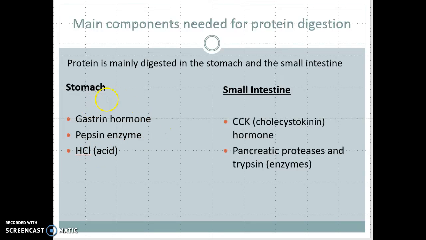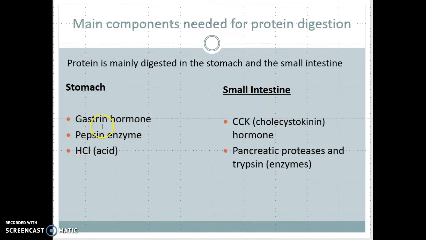And then as it moves to the small intestine, there are some more enzymes, pancreatic proteases, so proteinases. These are the different enzymes from the pancreas that break down the protein in the small intestine. So remember, food does not go into the pancreas. The pancreas only excretes enzymes.